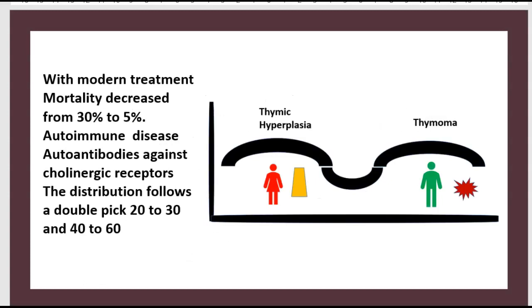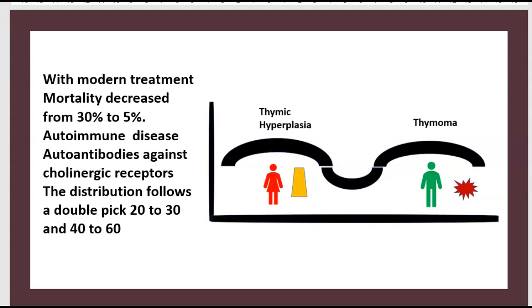Let's start. Today's topic is Myasthenia Gravis. Myasthenia Gravis is an autoimmune disease. That means there is an antibody against the cholinergic receptor.